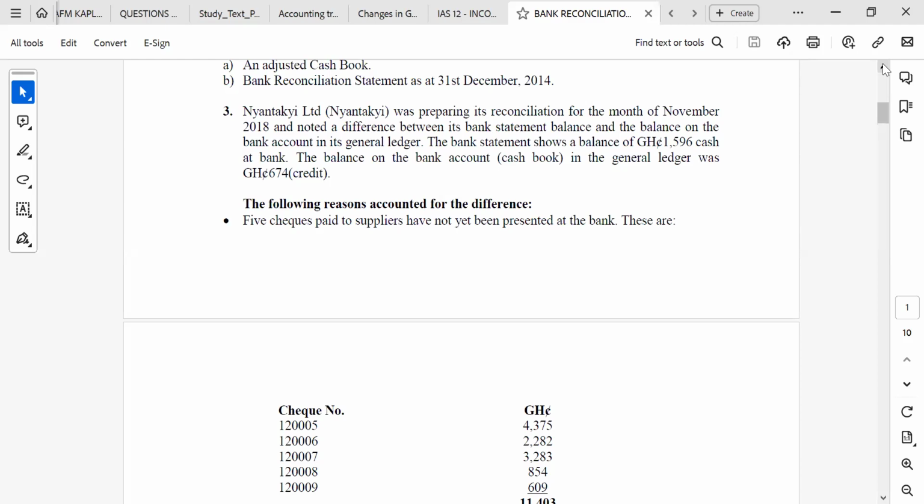Okay, question 3. Rand Limited was preparing its reconciliation for the month of November 2018. Noted the difference between its bank statement balance and the balance on the bank account in its general ledger. The bank statement shows a balance of 1,796 cash at bank. The balance on the bank account cash book in the general ledger was 674 Ghana cedis credit. The following reasons accounted for it.